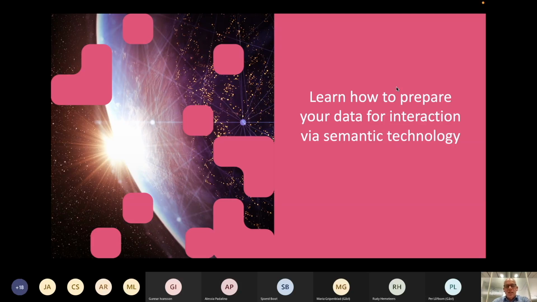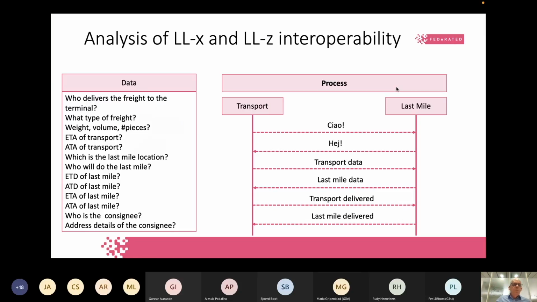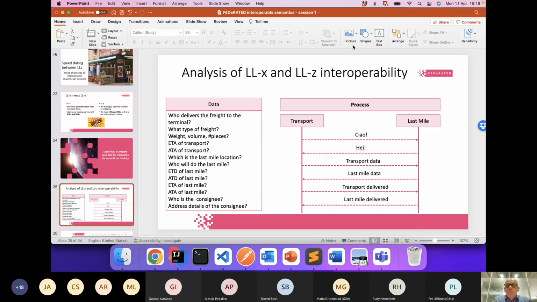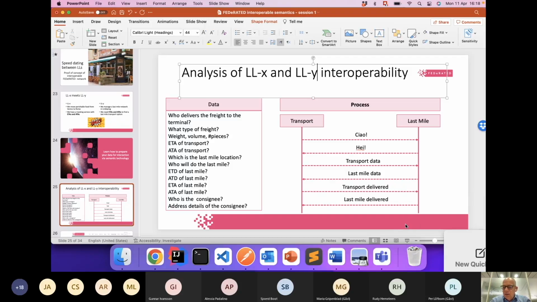So take a deep breath. I didn't lose you earlier on. If I lose you now, tell me and I'll repeat it, because it's not as hard as it may seem. So just focus on the left first. When we look at these two labs, that should be lab Y, not Z, obviously. Fix that once and for all. Okay.